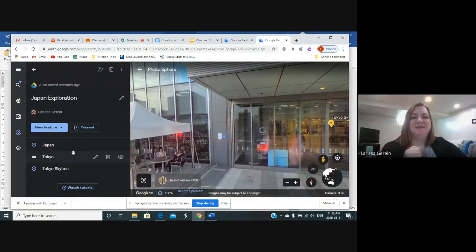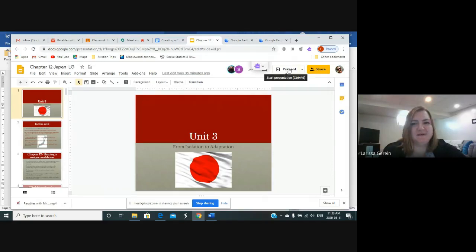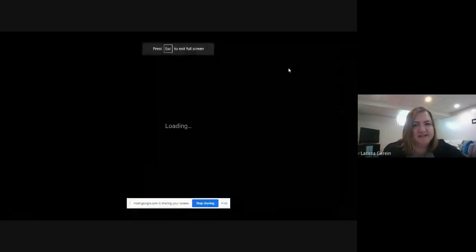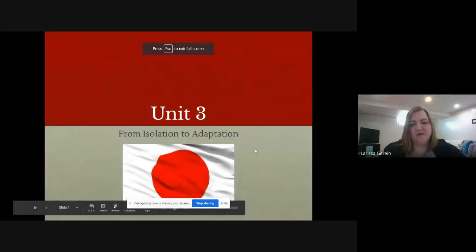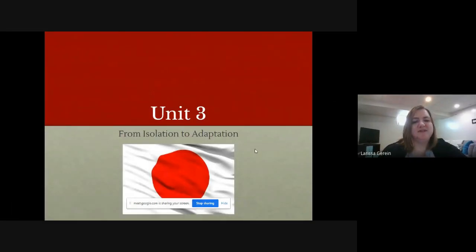Okay, so everyone, you can see that those are some of the cool features of Google Earth. Just wanted to show you it because I thought it's pretty cool. Okay, so going back to what we're talking about today, which of course is Japan's geography. So I'm going to start presenting. I'm going to go over some of the points of Unit 3. And so, of course, Unit 3, from isolation to adaptation.